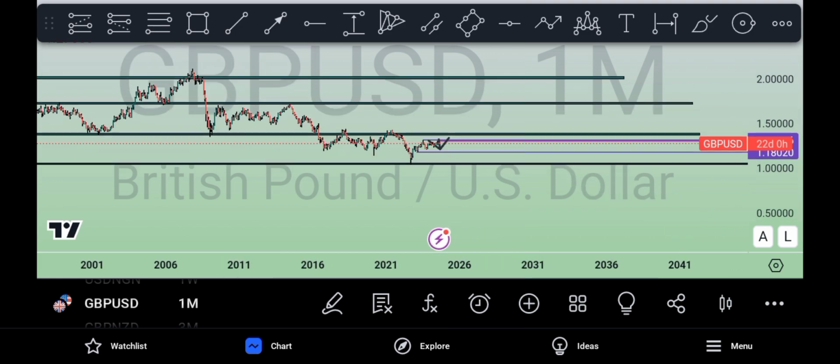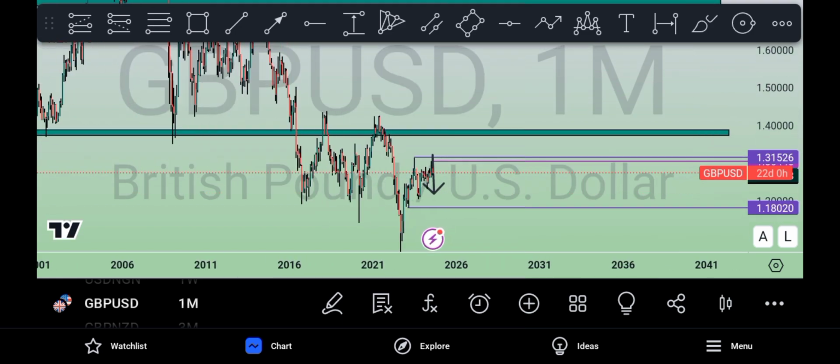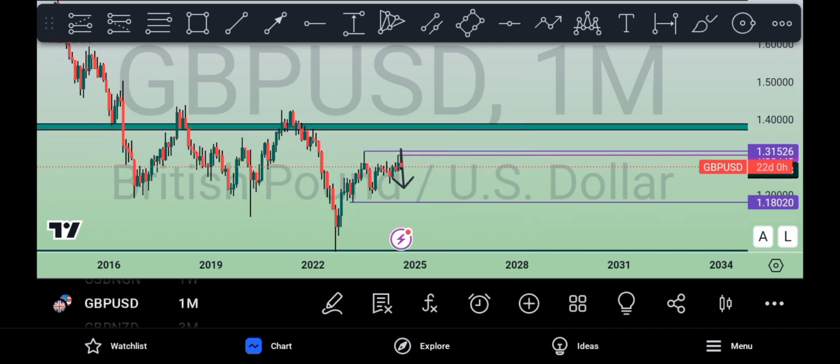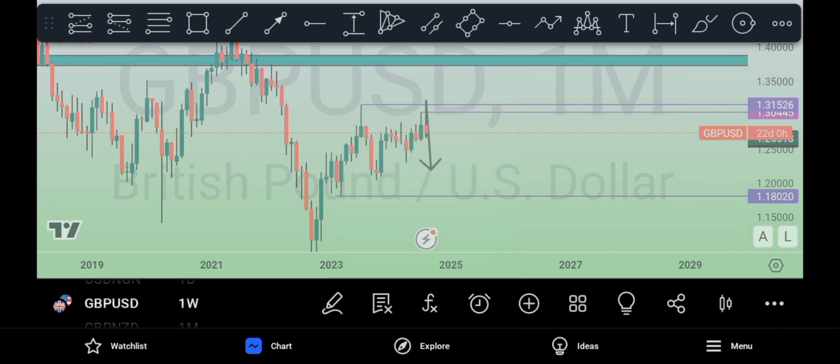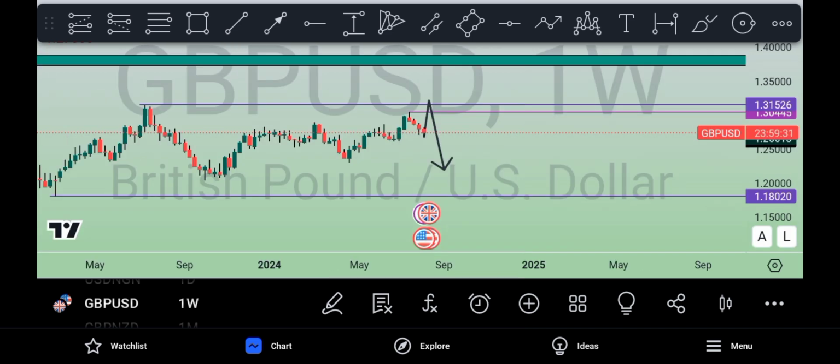But if that doesn't happen, then we will be targeting this support zone right here. So as you can see, the market gives you room to decide whether or not to take a decision. If the market takes out this level, it depends on what the market wants to do. If it gives strong sell signals, fine, we'll buy. How are we going to know strong sell signals?